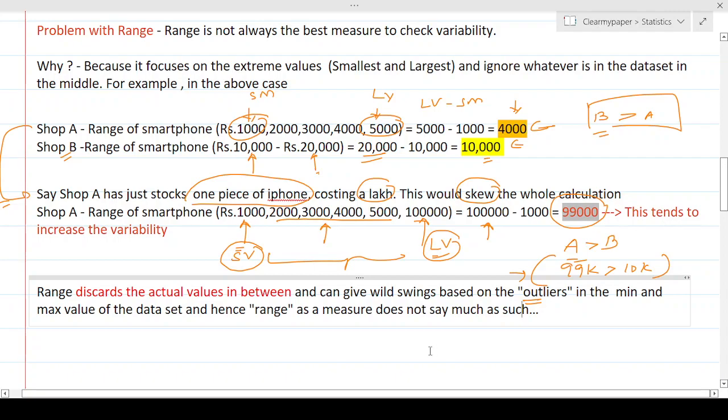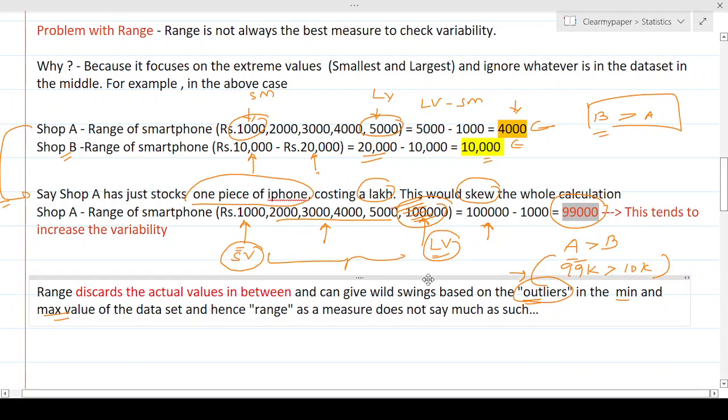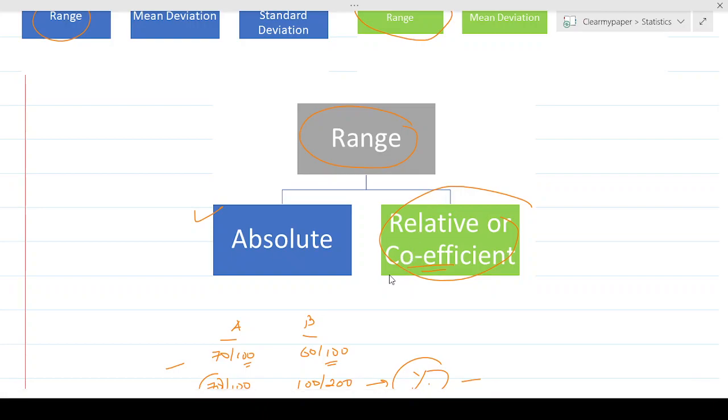So the keyword here is outliers. It's a new word I'm introducing. Outliers means, like this value over here, 1 lakh is an outlier. It's an exception, and just because of one exception, it throws the value off. And range just focuses on the min and max value. So that's the problem with this absolute measure of range, and hence we need a relative measure called the coefficient of range. That's what we are trying to learn.